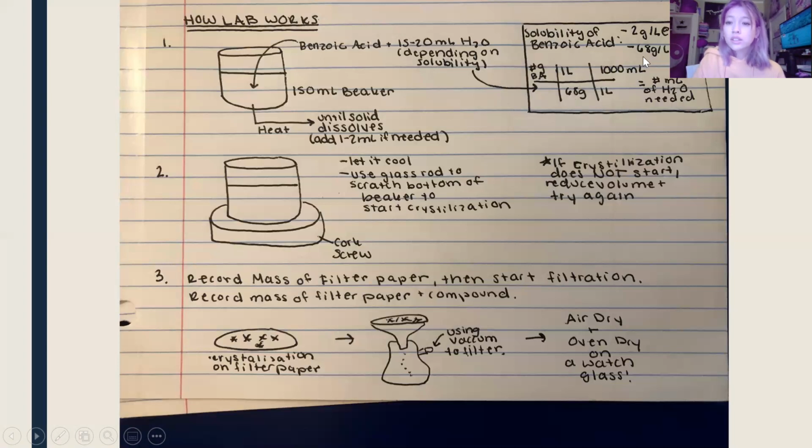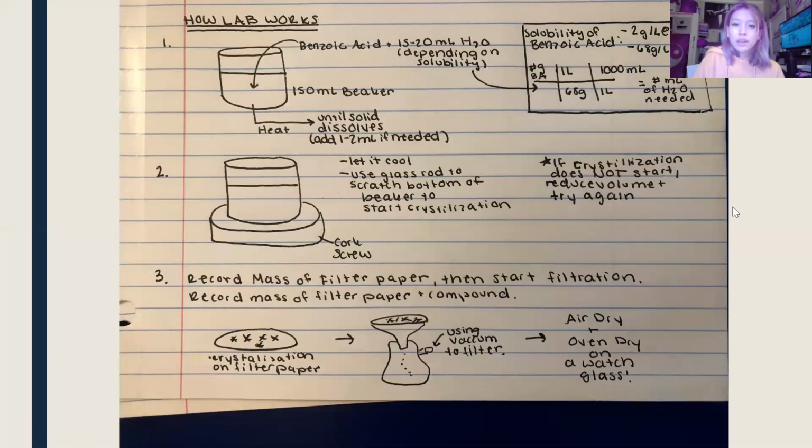And then it says 68 grams per liter. So we put 1 liter here, 1 liter down here. And then obviously right here, you get 1,000 milliliters, because you're trying to find the amount of milliliters, not liters, that we need for water. And that's how you find the amount of milliliters of H2O needed, right?